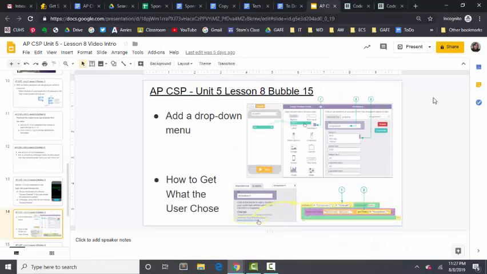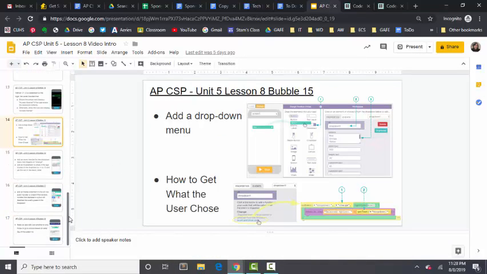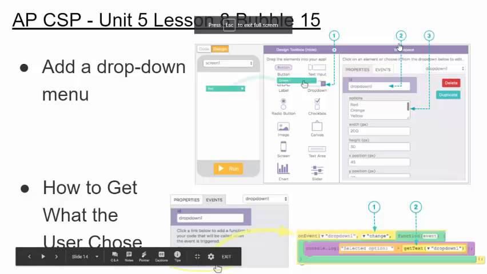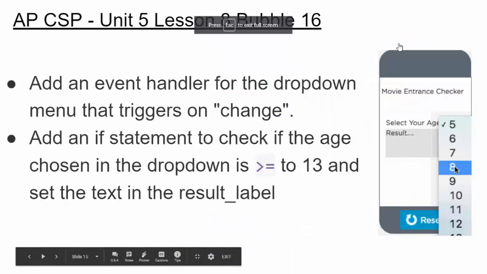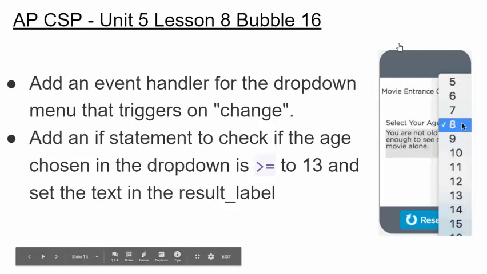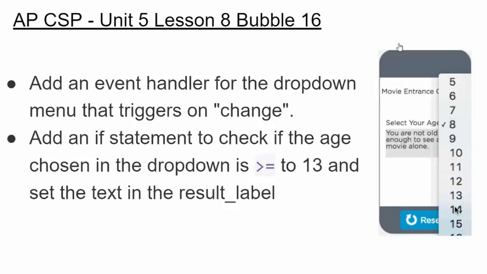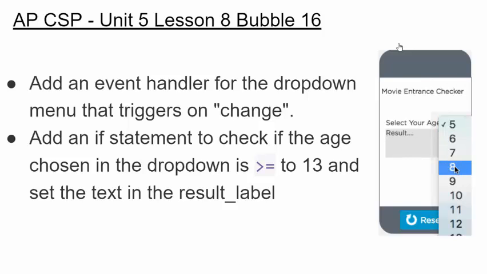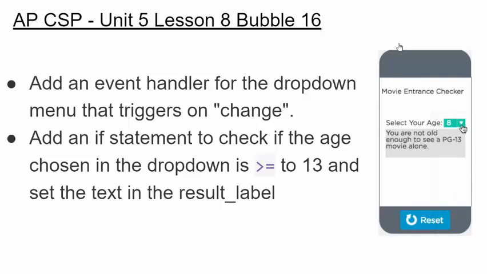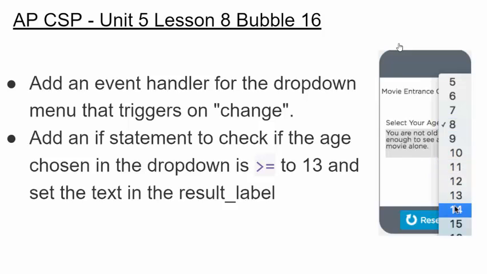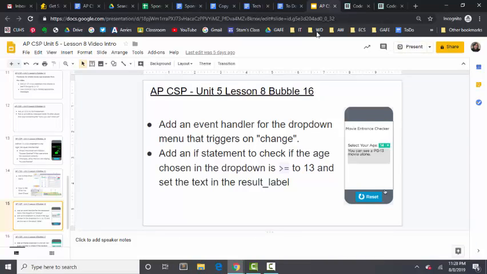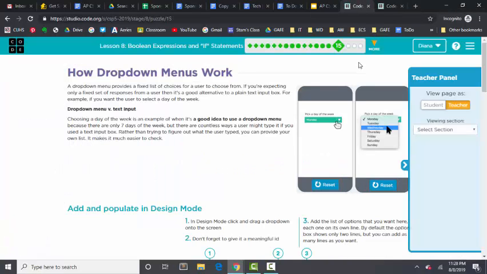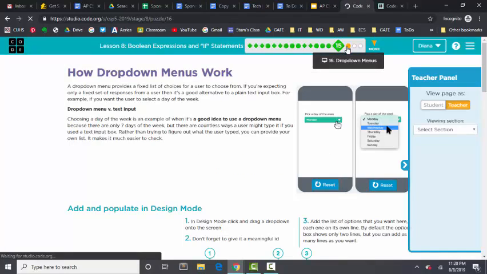Okay, so we're going to go ahead to bubble number 16 to see what our first task is going to be. So we're going to add an event handler for the drop-down menu that triggers on change. We're going to add an if statement to check if the age chosen in the drop-down is greater than or equal to 13 and set the text in the result label. So there's quite a few steps on this one. So let's head over to bubble 16 in code.org.